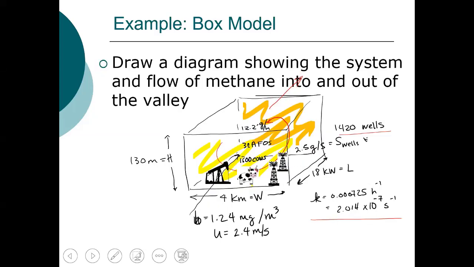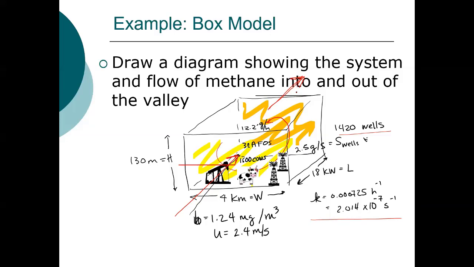So you were asked to draw a diagram showing the system and the flow of methane in and out of the valley. So I've drawn a diagram, added a better cow than what I drew on Friday. So we have a situation here where we have airflow into and out of our valley, which we are modeling as a box.